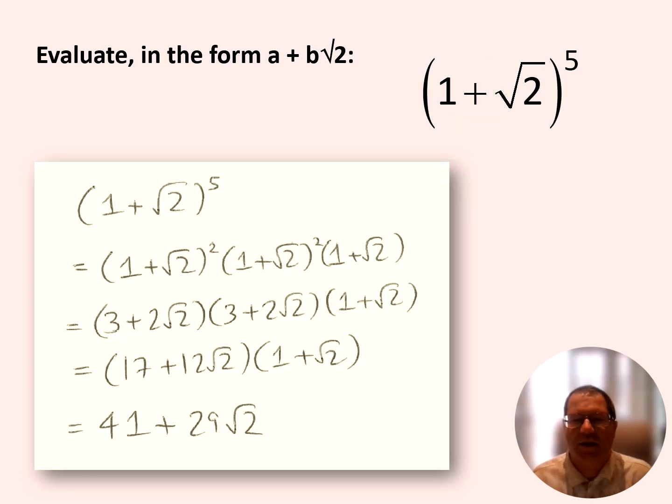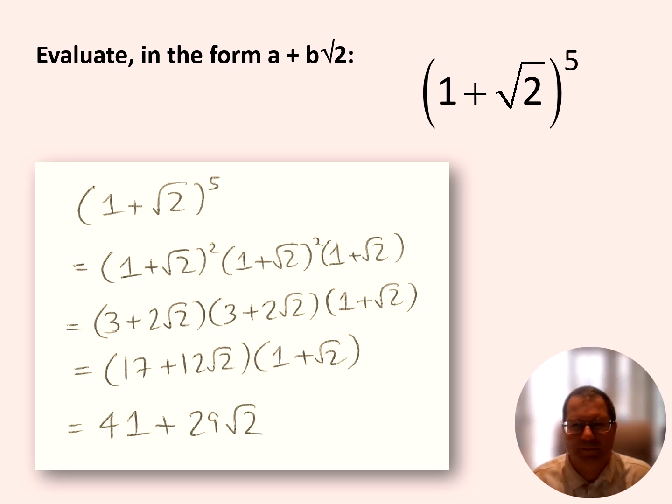If you wanted to expand 1 plus root 2 to the power 5, you could just type it on a calculator, but obviously sometimes they would like you to show these things. So what I've done is to split it into 1 plus root 2 squared, 1 plus root 2 squared, and 1 plus root 2. 1 plus root 2 squared is the same as 3 plus 2 root 2. So then I've times 3 plus 2 root 2 by itself to give me 17 plus 12 root 2, and then multiply that by the other 1 plus root 2 to give me a final answer of 41 plus 29 root 2. And at some point in the future, you'll be able to use the binomial expansion to do that slightly more efficiently.